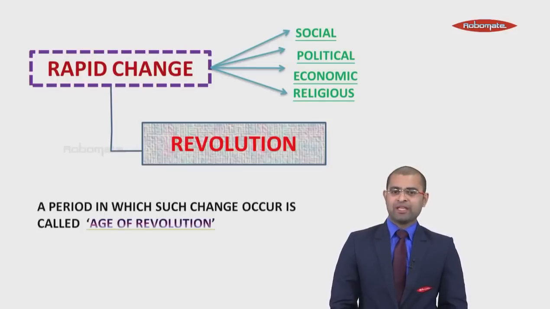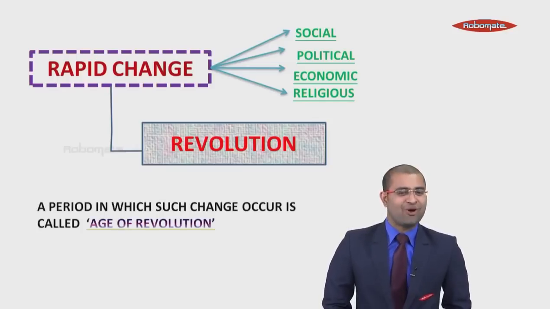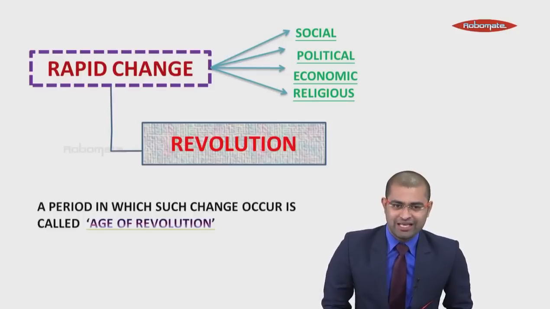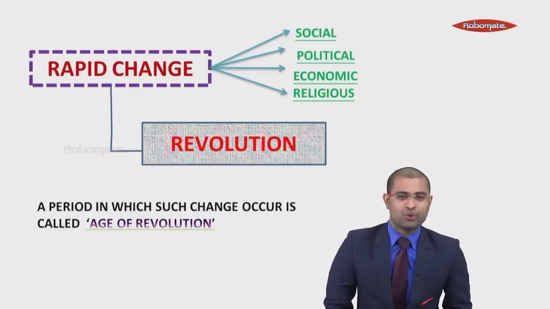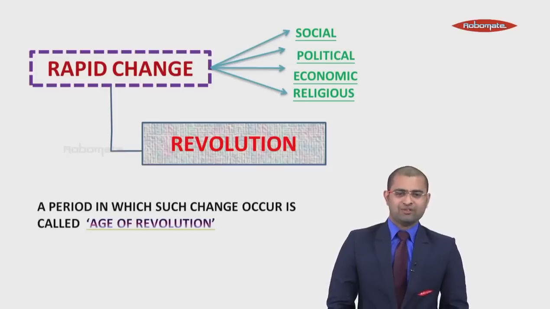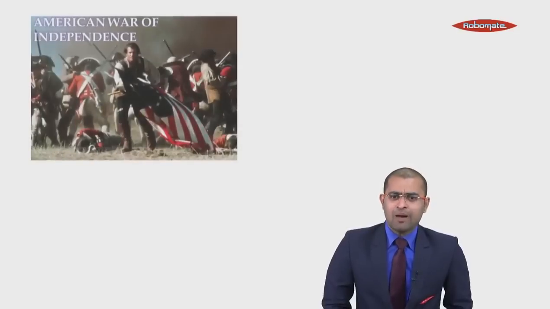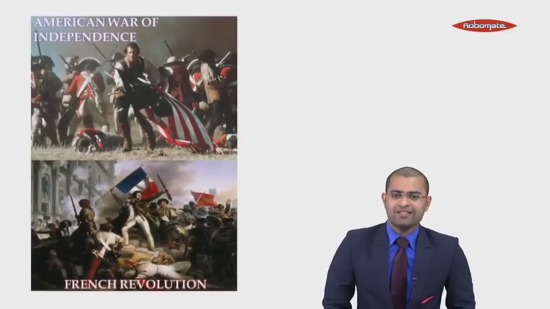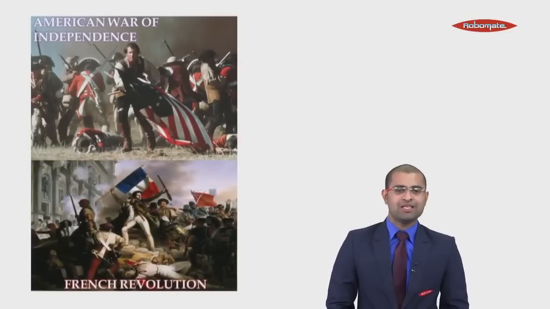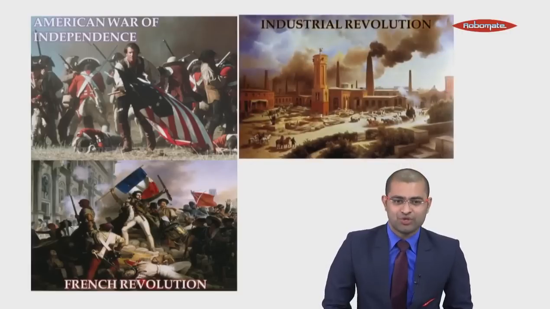A period in which such change occurs is called an Age of Revolution. That is nothing but the 18th century. This 18th century is known as the Age of Revolution. Three such revolutions took place during this age. The first amongst them is the American War of Independence, the second is the French Revolution, and the third one is the Industrial Revolution.